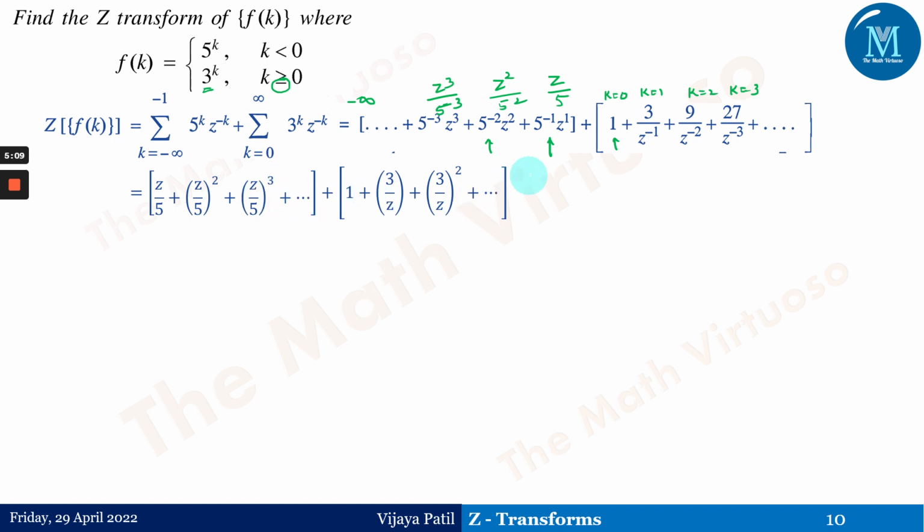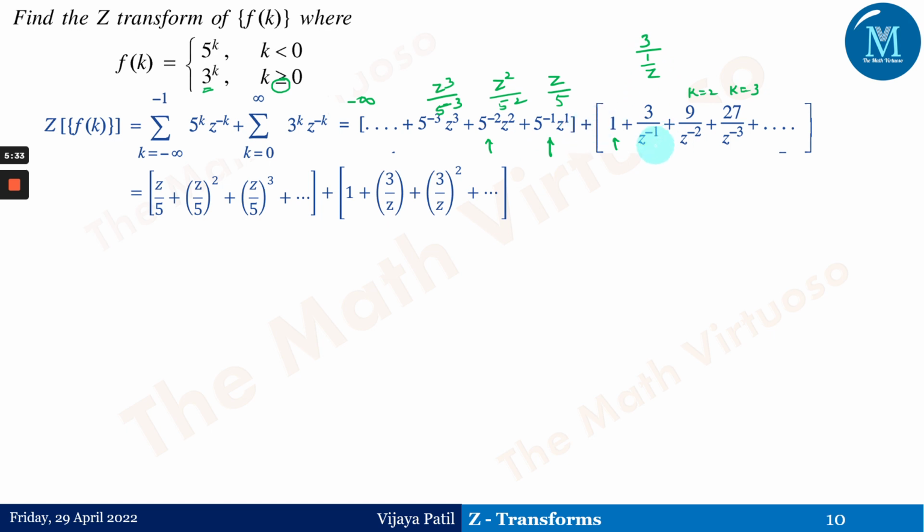Then again, similarly, the other case can also be written. We have z to the power minus 1. So if you observe here, the first term is 1. The second term is 3 upon z to the power minus 1. So if you observe here, z to the power minus 1 is 1 by z. So what would this be? This is nothing but 3 by z.